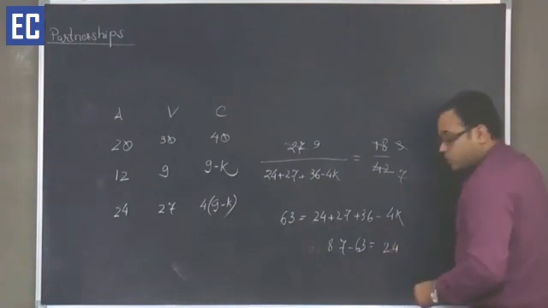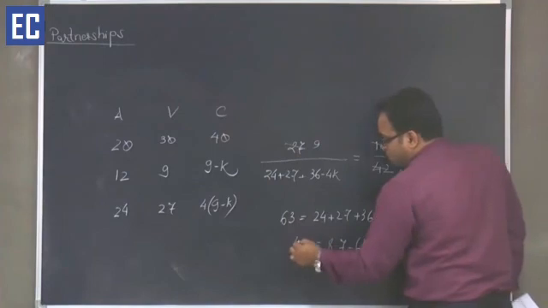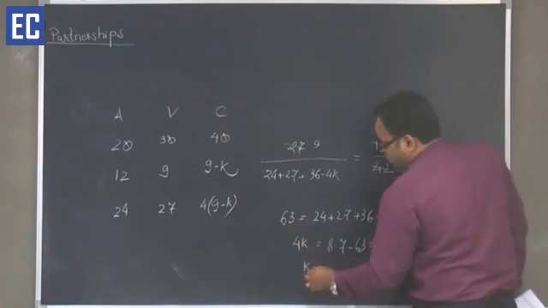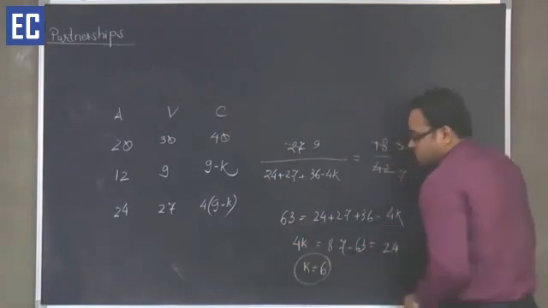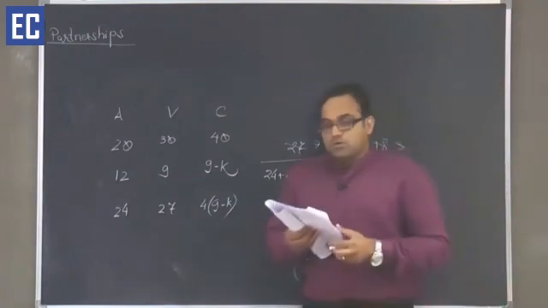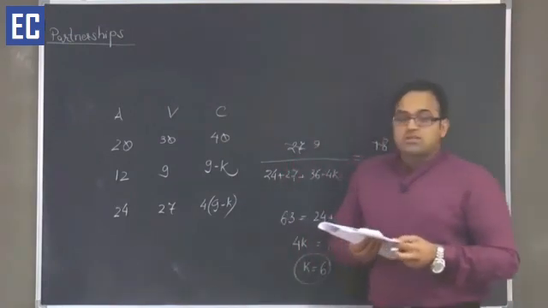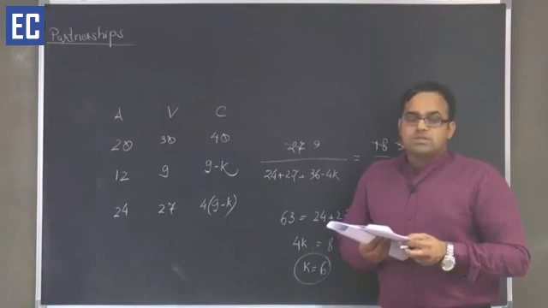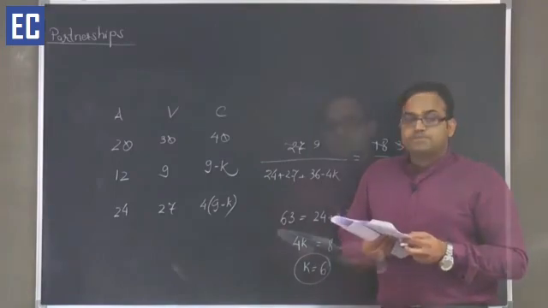So 24 is equal to 4K. So from here K is equal to 6. So K is equal to 6. 6 months after Vanita joined, Cynthia joined the business. So that is your answer.